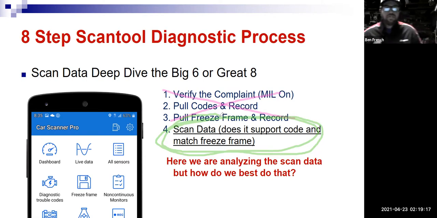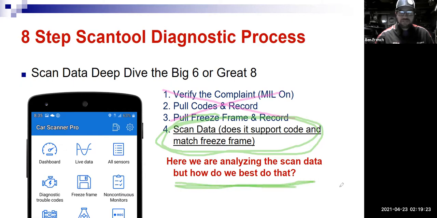Okay. So here we're analyzing the scan data. And my question is, well, how best do we do that? Because we have some options, right? If we're using our little cell phone app right here, we could click all sensors right here. And by doing that, we could just look at all the sensors, all the PIDs that this little scanner can pull from the computer. We're going to look at all of those, right?